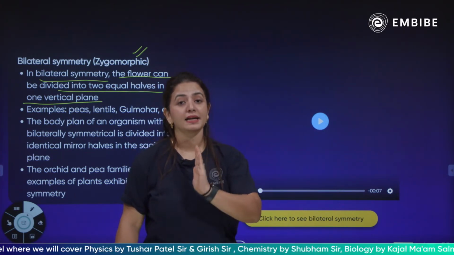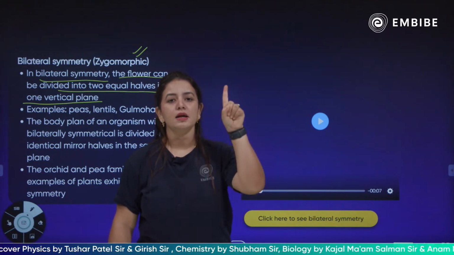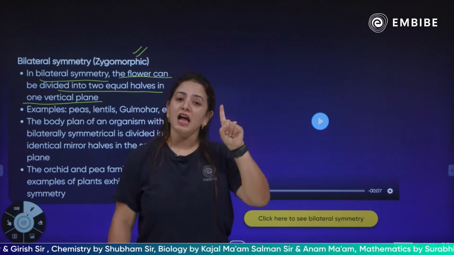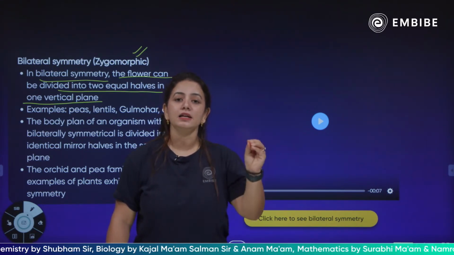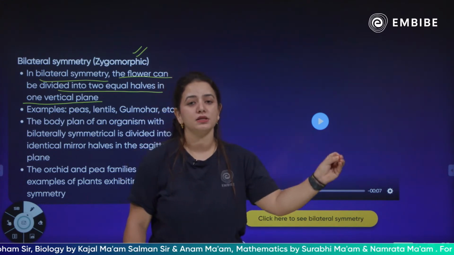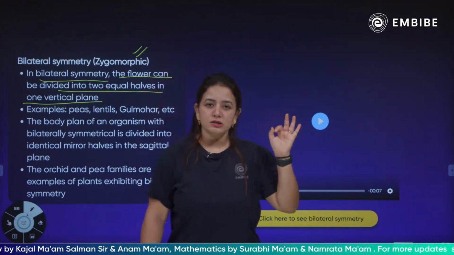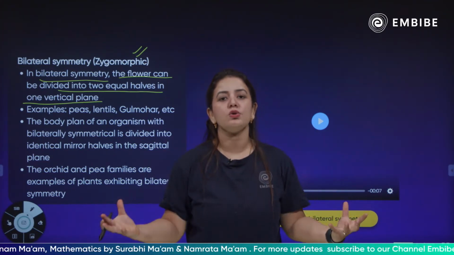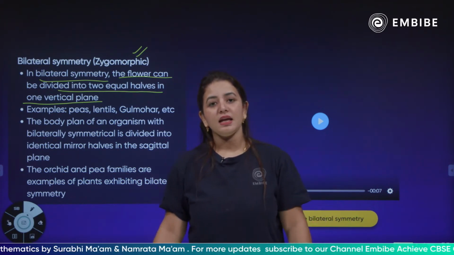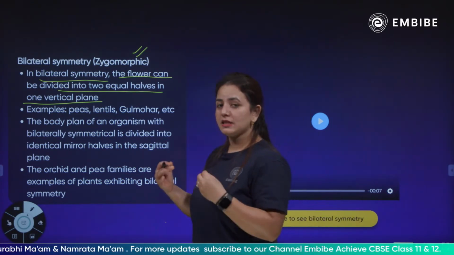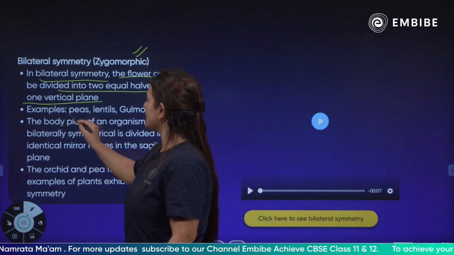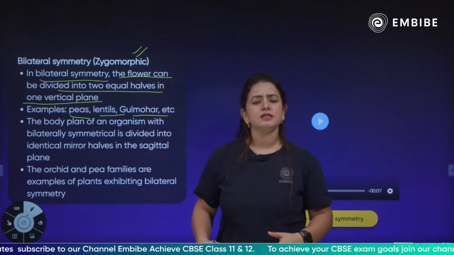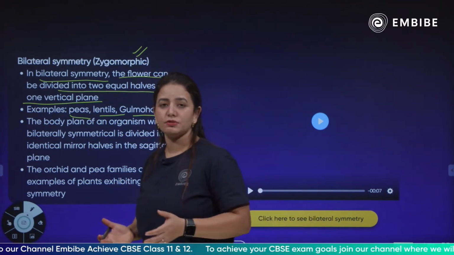But with the bilateral symmetry, there is only one plane, one vertical plane. If we only cut through that plane, that will lead to the division into two equal parts, not any radial plane. So there is a specific place from where it has to be cut to have two equal parts. Clear? Examples which possess the bilateral symmetry are peas, lentils, gulmohar. Children, please, these are some of the examples. These are very common also. You might get a question from this also.